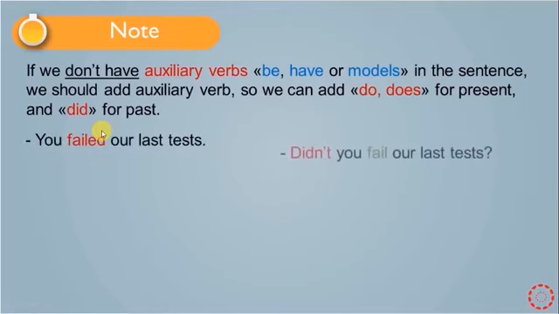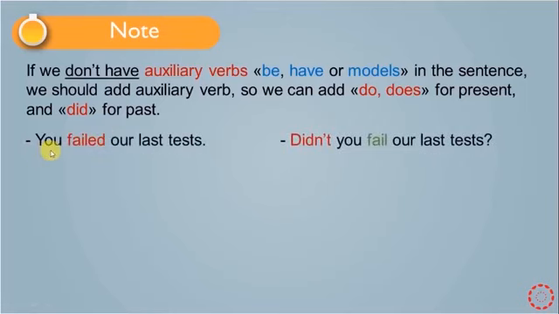Look at this example. In this example, you failed our last test. We don't have an auxiliary verb. It means we don't have verb to be, verb to have, and modals. We have the main verb here, which is failed. That's why we have to add an auxiliary. Here we add didn't because we have the past tense here, failed. We say, didn't you fail our last test?